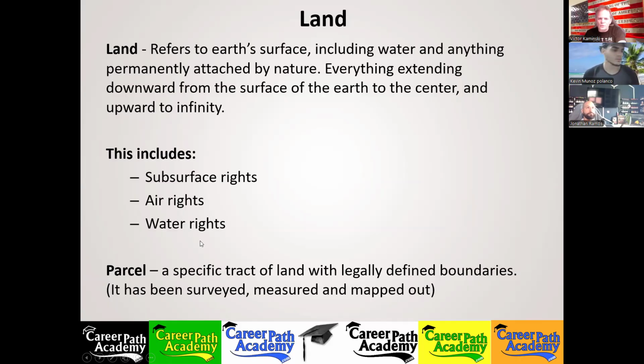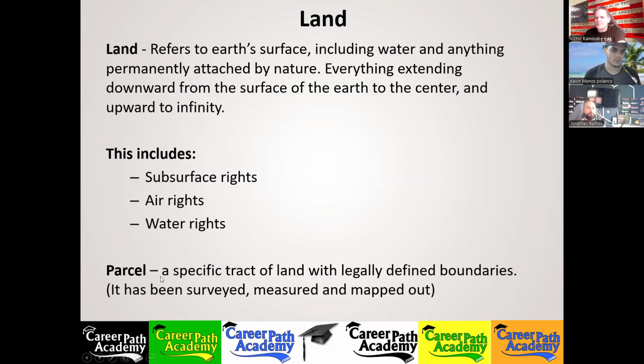Now here we're not specifically talking about the right to use the water. When we're talking about water rights here, we're talking about if you own land that has water on it or next to it, bordering it, what exactly is it that you own? We're going to get into that. We're going to get into some sciency words that we're going to learn about too.